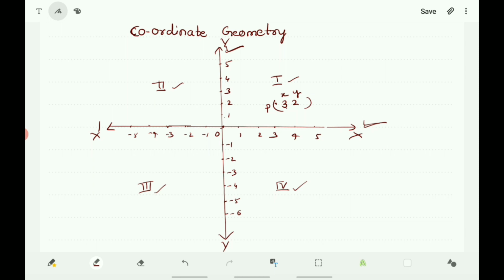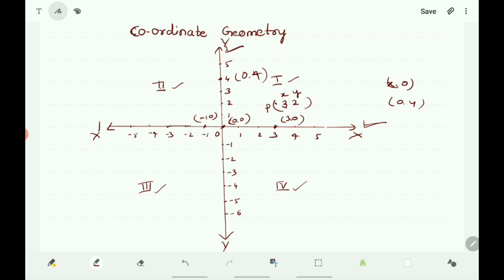The coordinates of a point on the x-axis are of the form (x, 0). For example, if here there is a point, the coordinates of this point is (3, 0). And if here there is a point on the x-axis, the coordinates of this point is (-1, 0). So generally, if the point is on the x-axis, its coordinates is (x, 0). If the point is on the y-axis, its coordinate is (0, y). For example, if you take the point on y-axis, its coordinates is (0, 4), like this way. And the coordinates of the origin are (0, 0). Here there is a origin, its coordinates are (0, 0).